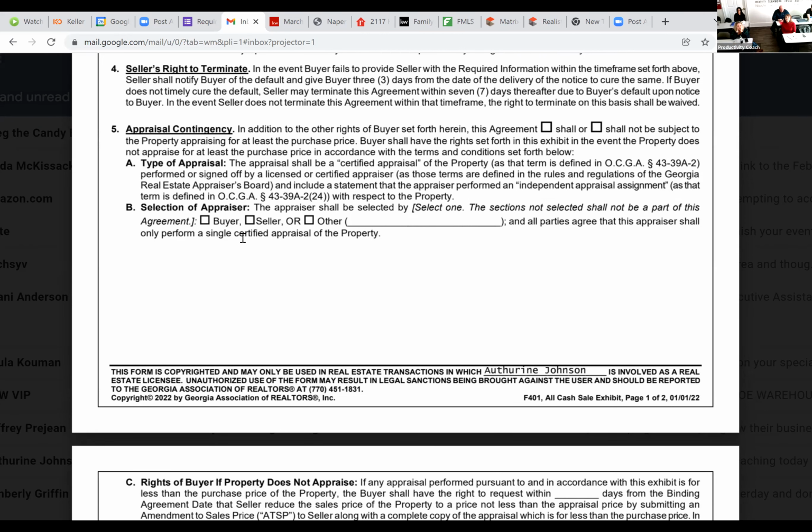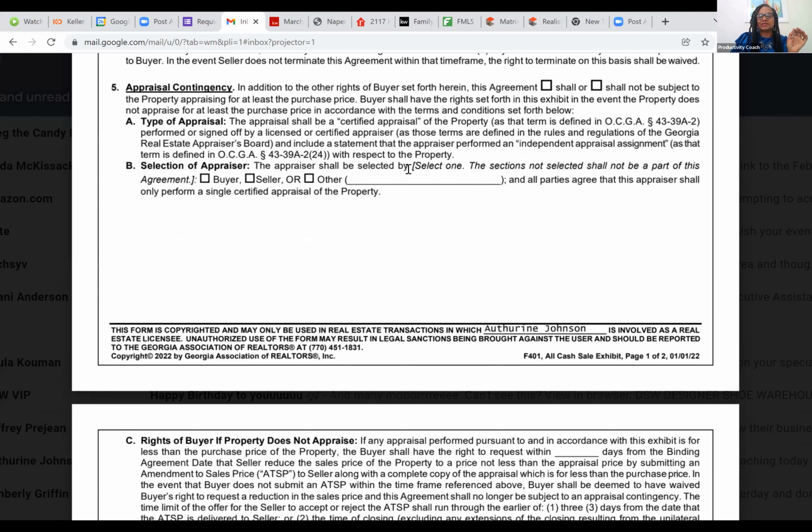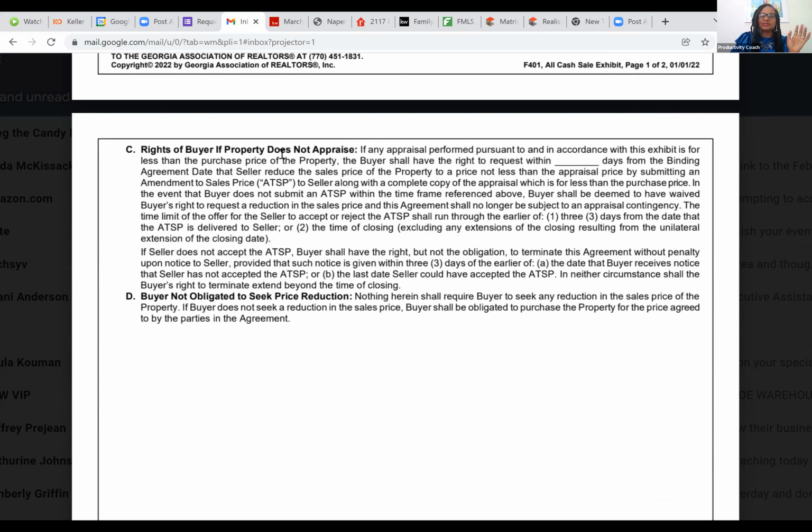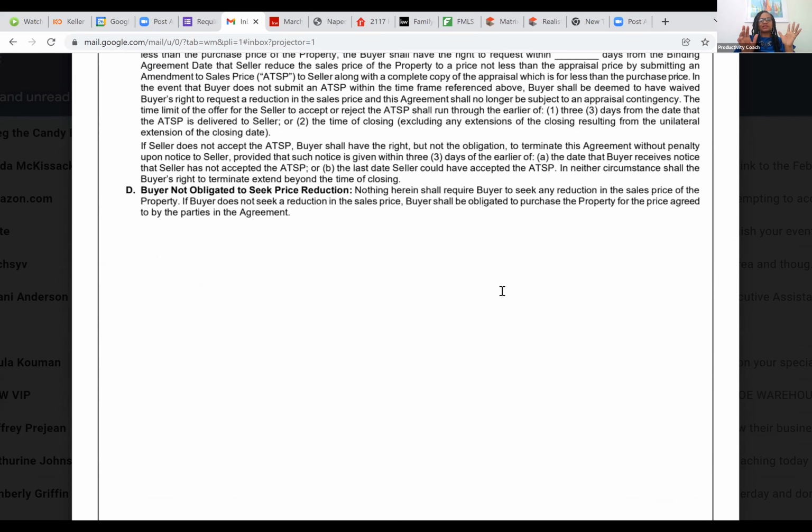Yes, that makes sense. Okay. Selection of appraiser. If it's not subject to an appraiser, then this is not applicable. And then of course, if it's a cash offer and it's not subject to an appraisal, then it would be 0 days here or not applicable. Any questions on this one before I go to the next exhibit that I want to cover?